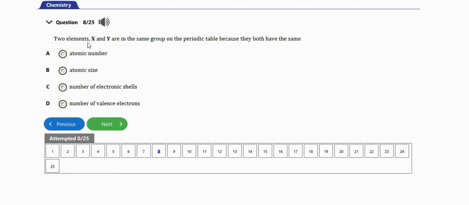Next question will be this one. It says two elements X and Y are in the same group on the periodic table because they have both the same atomic number, atomic size, number of electron shells, number of valence electrons. So for elements X and Y to be in the same group on the periodic table, it will be because they both have the same number of valence electrons, option D. That's the answer to this question. The next question will be this one.